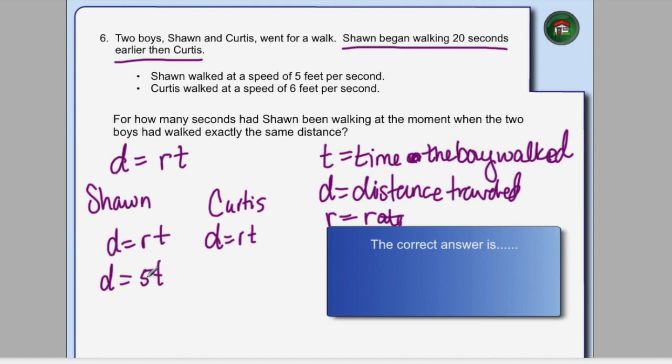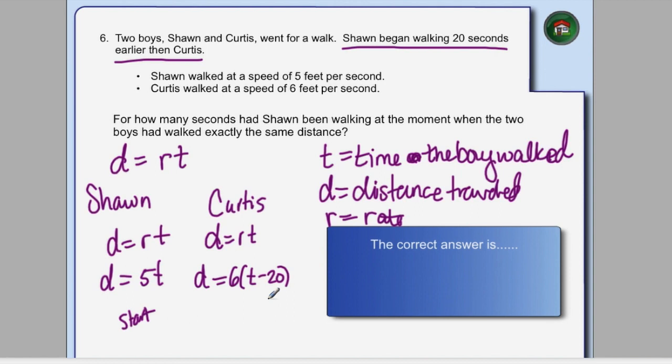Now, here you have to think, well, if Sean has walked 1 second, he has traveled 5 feet. If he walks 2 seconds, he's traveled 10 feet. So if I put that in there, 1 and 2, I would get 5 and 10. Curtis started walking 20 seconds after him. So even though his rate is 6, what would his time be that he is walking? So let's say the clock started here. But what would we have to do to his time to see how long he's been walking? What if we took T minus 20?